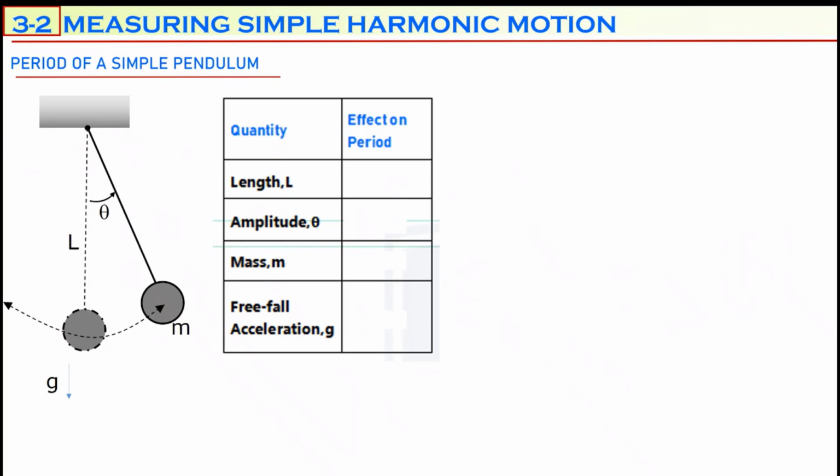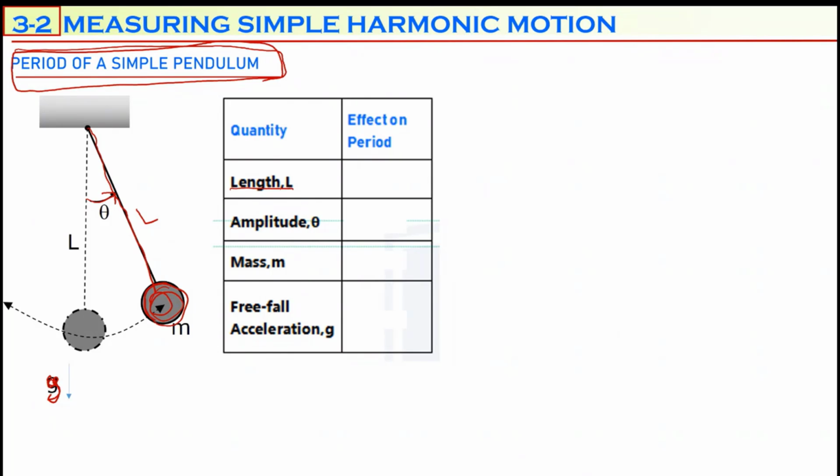We are going to measure the period of a simple pendulum. What does the period of a simple pendulum depend on? There are 4 quantities we are going to investigate. One of them, the mass of the bob. Second, the length of the string. Third, the gravitational acceleration. Fourth is the amplitude, theta.